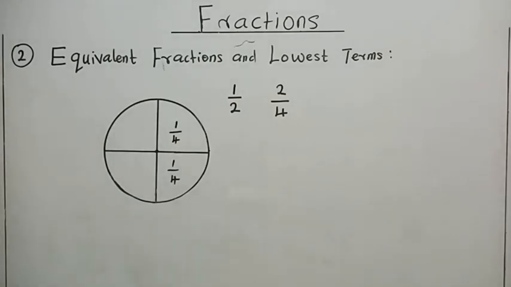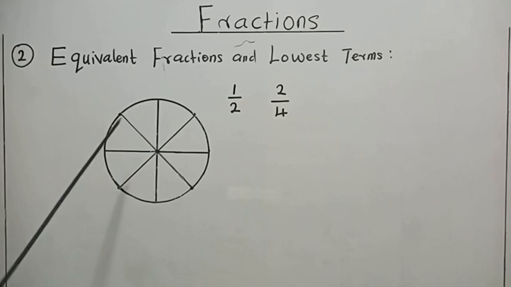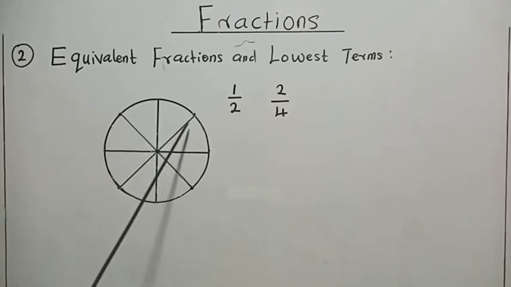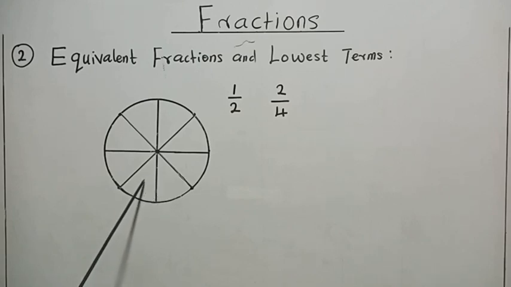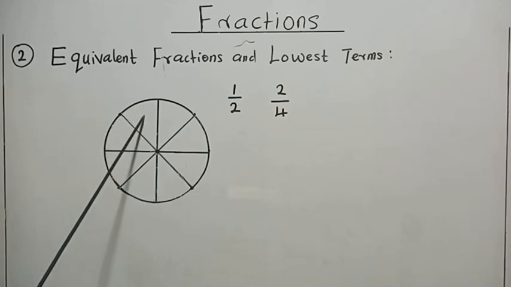Let us do more divisions to see what comes up next. And here is what has happened. This circle is now broken into 8 equal portions. Let's count them. 1, 2, 3, 4, 5, 6, 7, 8. Don't forget that in the beginning, the same circle was broken into 2. Next, it was broken into 4. And now, it has been broken into 8.